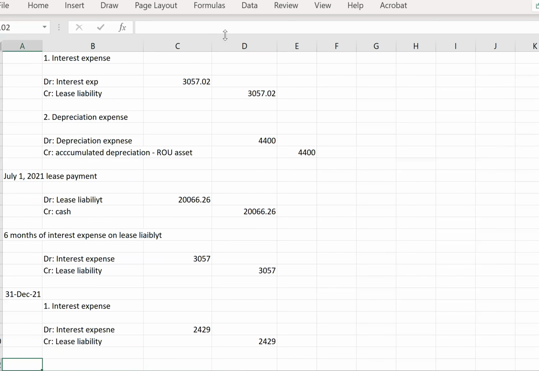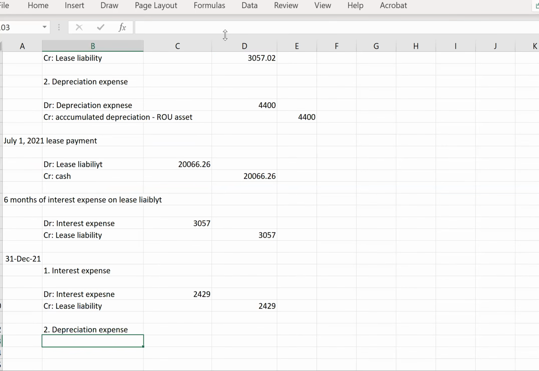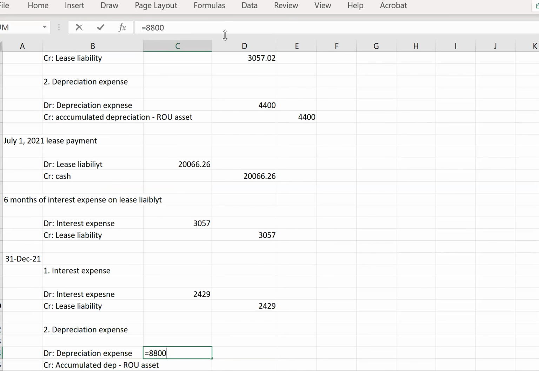Okay, and then we're going to have our depreciation expense. Because we already recorded that half year, we'll just record the depreciation expense at the end of the year, which is going to be debit depreciation expense, credit accumulated depreciation, right of use asset. And this is going to be 88,000 divided by 10. So this is going to be the full amount of this because we didn't record this in July.